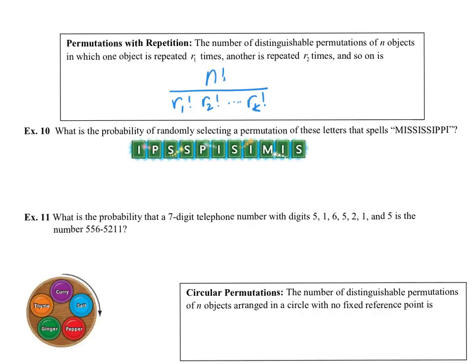So let's use this formula in this next example, which says, what is the probability of randomly selecting a permutation of these letters that actually spells Mississippi? Okay, so order matters, obviously.